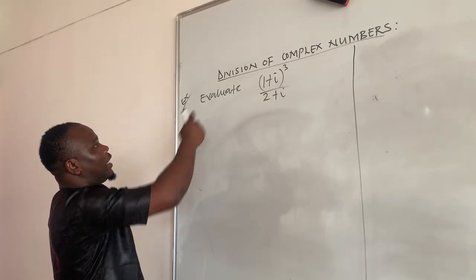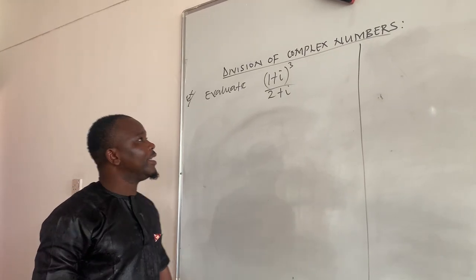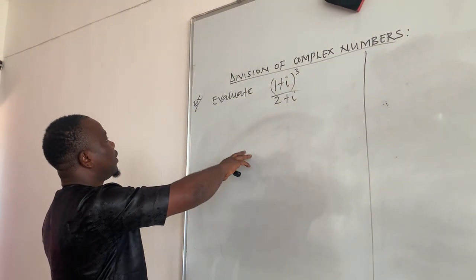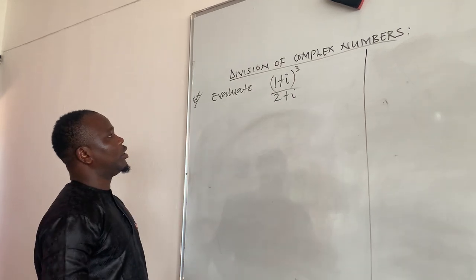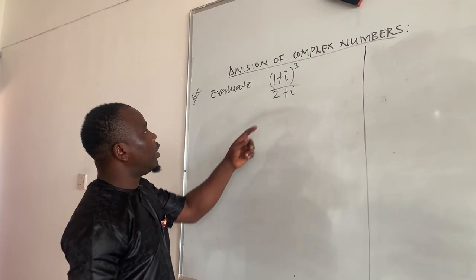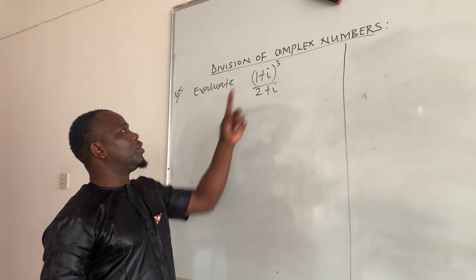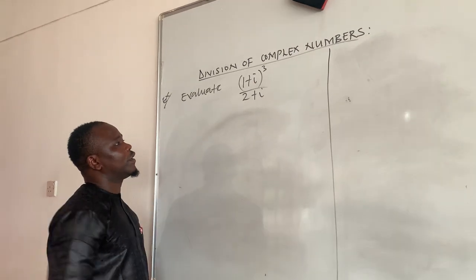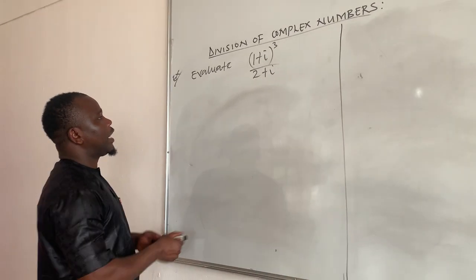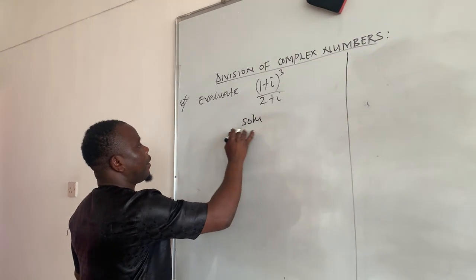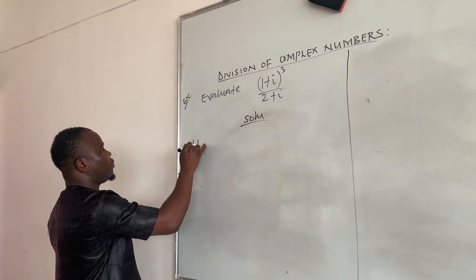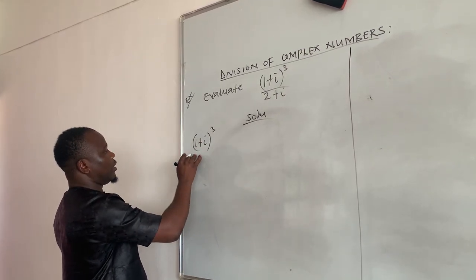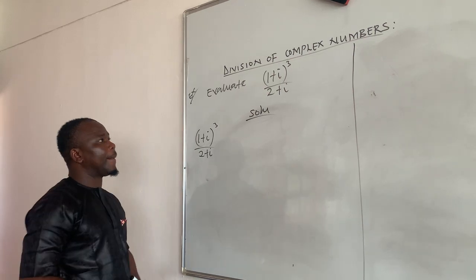We are going to look at division of complex numbers. With an example, if we are asked to evaluate (1 + i)^3 divided by 2 + i, we write the solution. Is that clear? Okay: (1 + i) all raised to the power of 3, all over 2 + i.